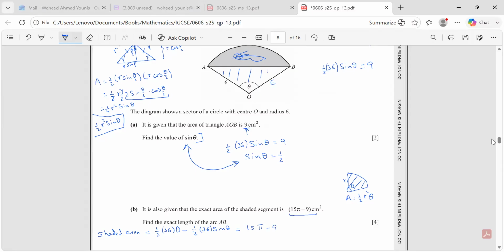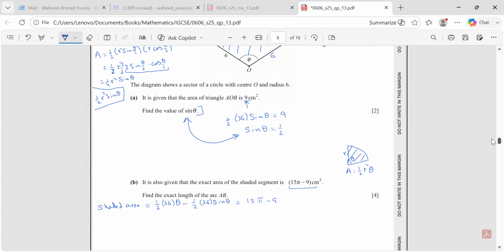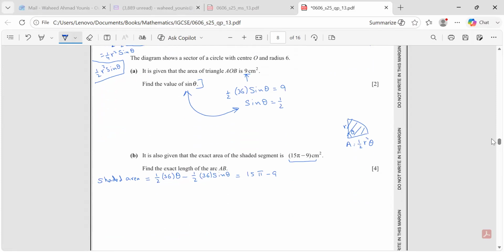From here we have to find the exact length of the arc AB, so we need to find the arc length. This is interesting. From here you can see this will become 18 and 18. If I take 18 common outside, I will have theta minus sine theta.